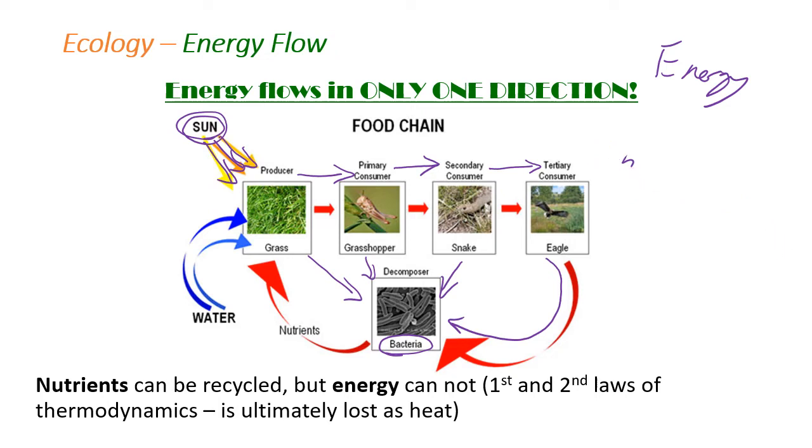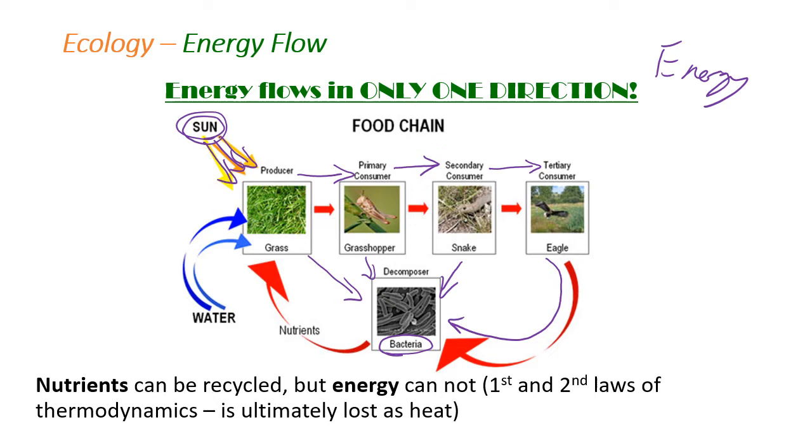So energy is a one-way street. It only flows in one direction and it cannot be recycled. The grass will never get its energy from the decomposers. The grass will get its energy from the sunlight. It does not eat bacteria. It gets its energy from sunlight.